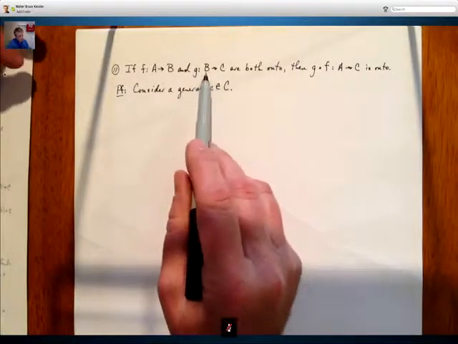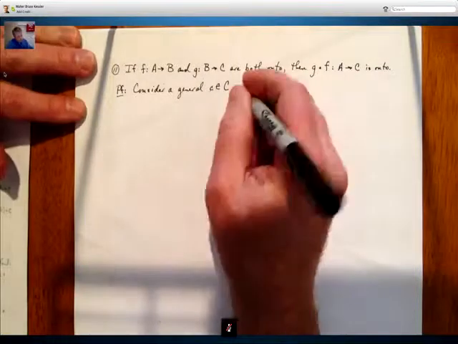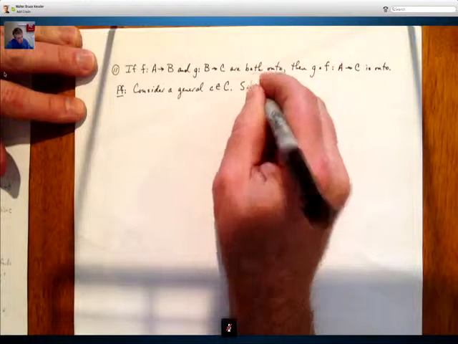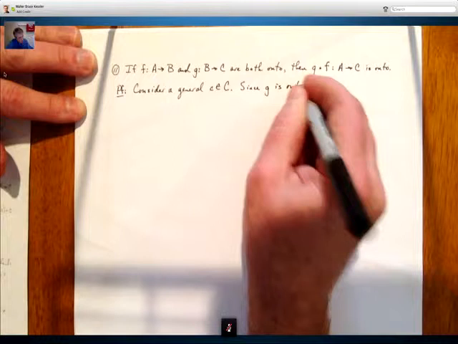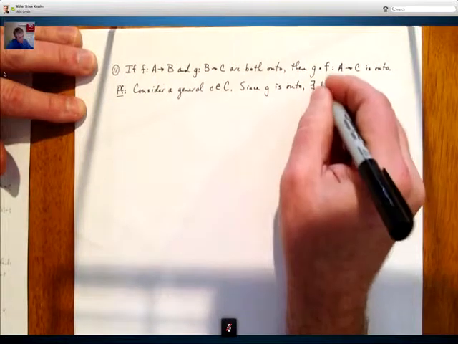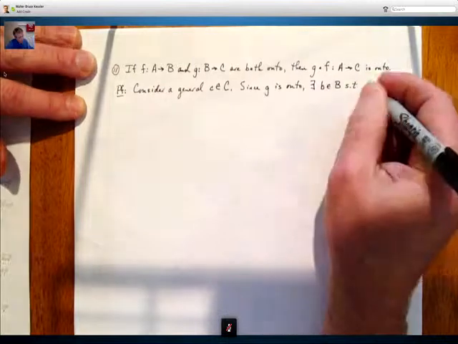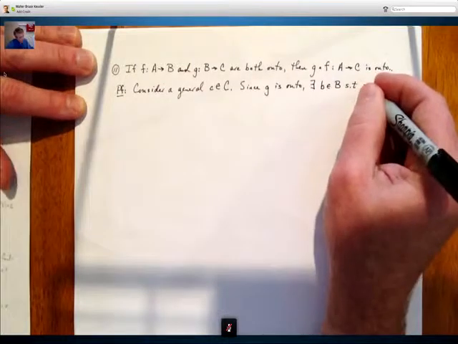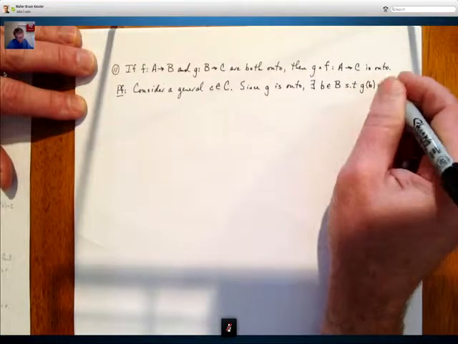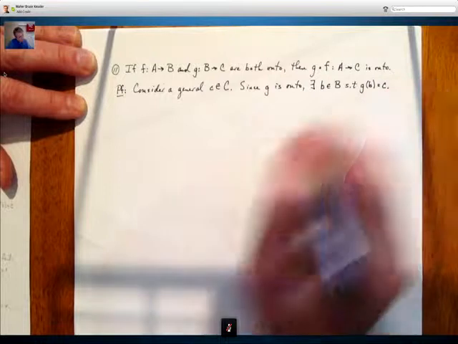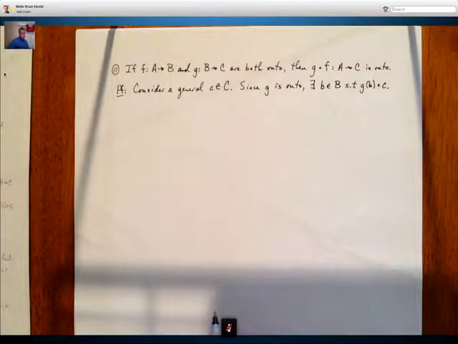Since G is onto, I know there's some element here in B that will give me this element C. So since G is onto, then there exists a B in the set B such that G of this B gives me the C. Okay?